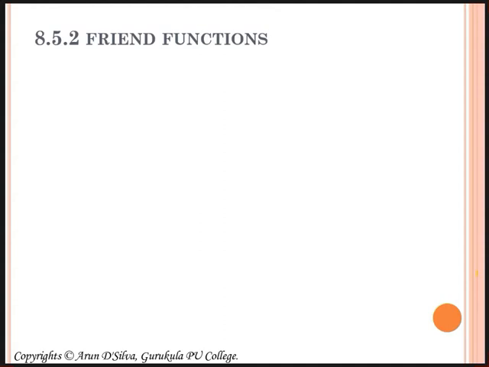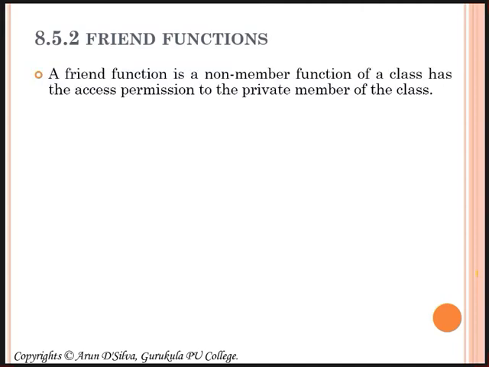There are chances that sometimes, with two classes, the private data has to be accessed by one function. That time also it is possible. You make this a friend function for both classes, and this friend function will access the private data of both classes. So, a simple definition to keep in front of you: a friend function is a non-member function of a class that has access permission to the private members of the class.